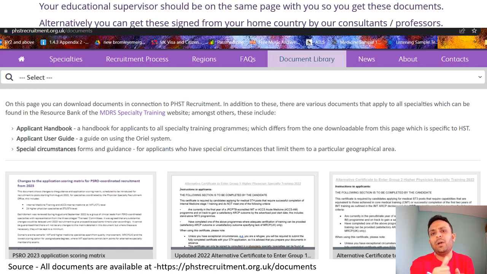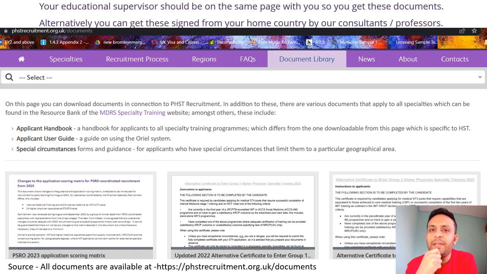For instance, if you're working as a trust grade or a specialty grade doctor already here in the UK, or an MTI doctor here in the UK, you would have designated clinical and educational supervisors. So if you demonstrate all these competencies well enough, your educational supervisor may sign your alternate competency form.